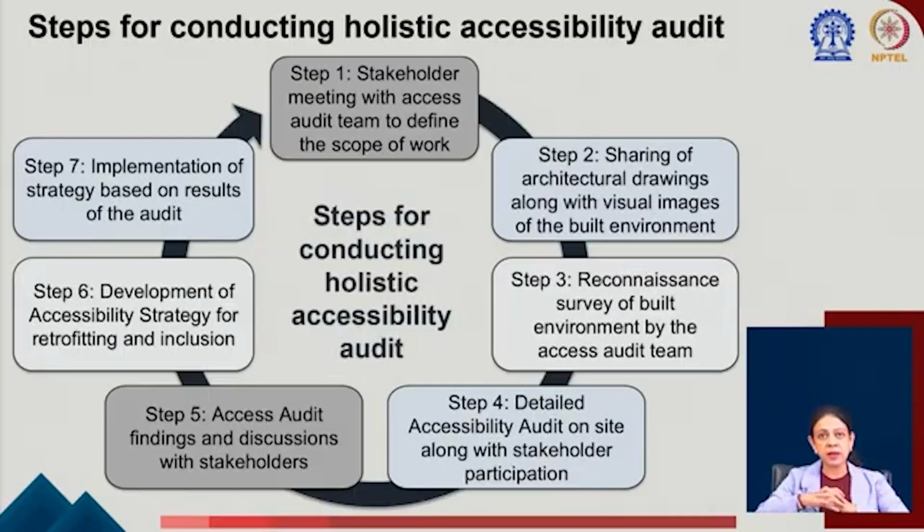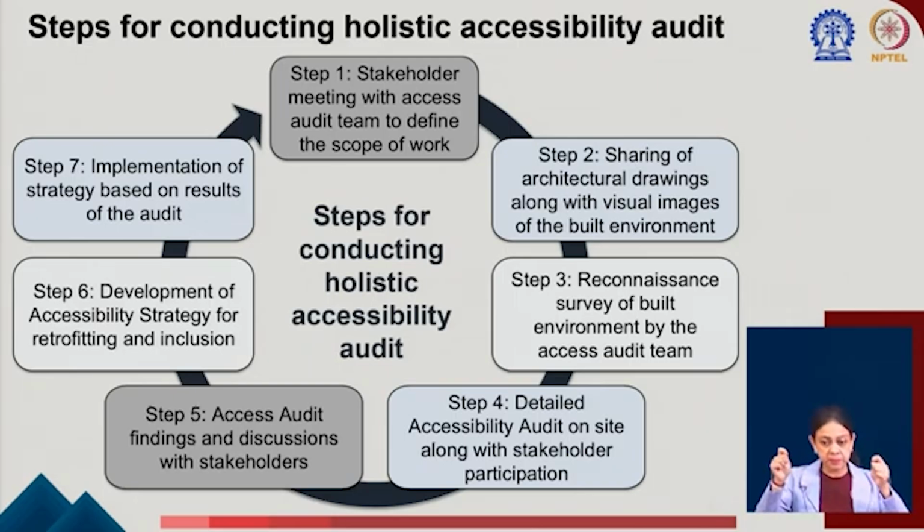So, the steps for conducting accessibility audit: first of all, you start with a stakeholder meeting. As an architect or as a planner, what does your client want, which parts of the building are to be audited? Maybe we have discussed the various levels of access to be provided. So, what does he or she want? Does he want to make the entire building accessible, or are there certain parts of the building which are required to be made visitable, or need to be universally accessible?